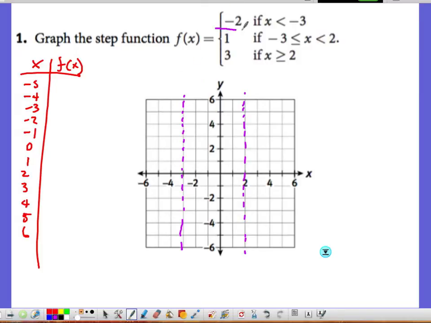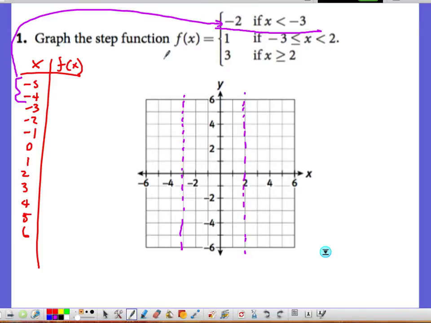Okay, let's take a look at the first function rule: -2 if x is less than -3. First of all, let's look at the domain restriction. x is less than -3. Which of these numbers in my table are less than -3? Well, it's only going to be -4 and -5. So these numbers I'm going to plug into the first function rule. But notice I don't have a variable here. What does that mean?